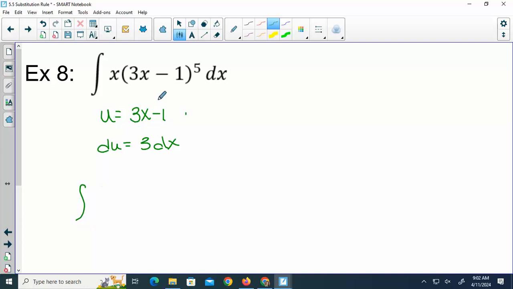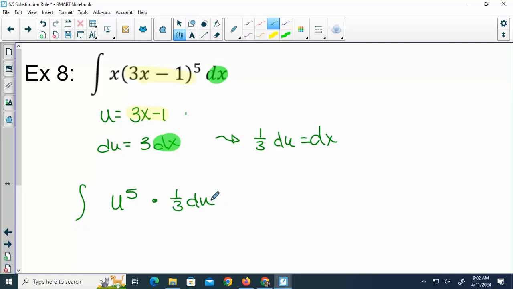So if I go to write this integral, 3x minus 1 to the fifth would be u to the fifth. So we took care of that x. We have a dx here. So what would I have to do with this one? This is the same as saying 1/3 du is equal to dx. So we have a 1/3 du. But have I taken care of everything? No. We still have an x out here.